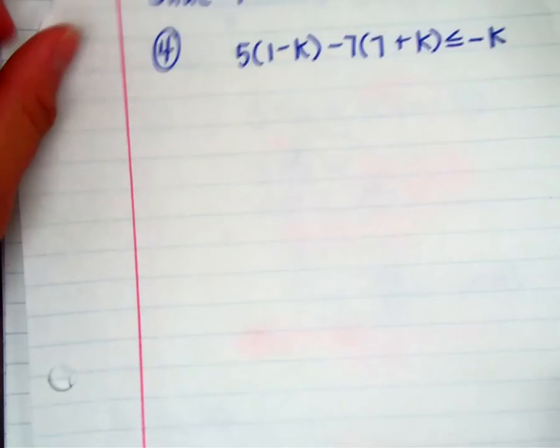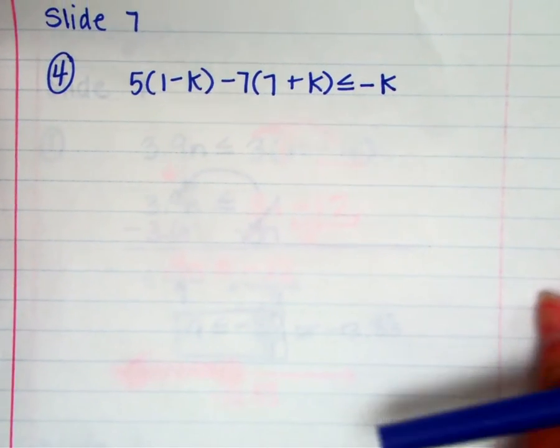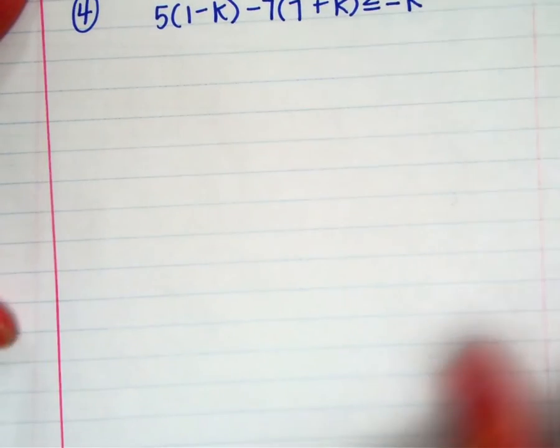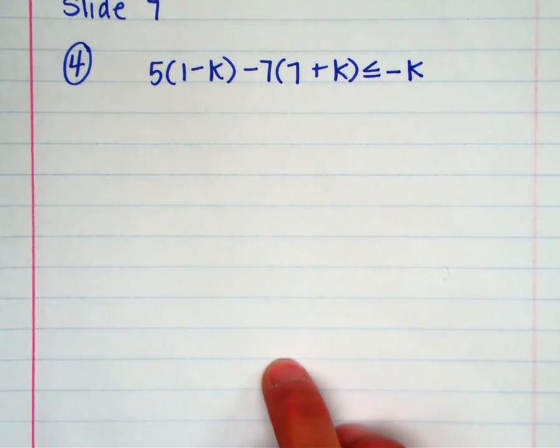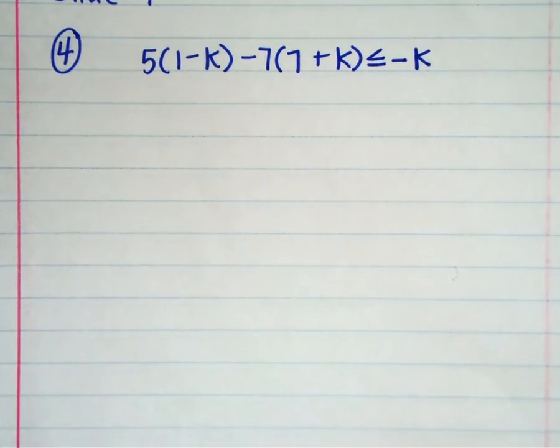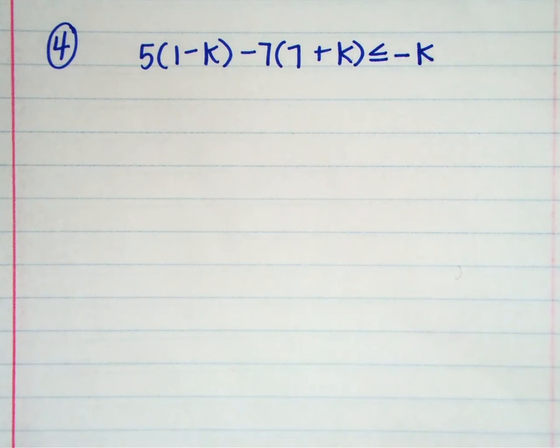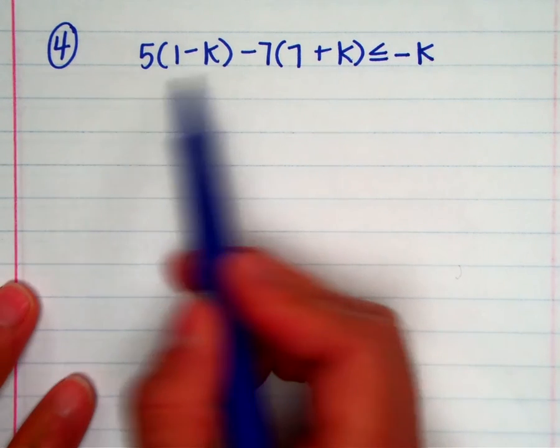Number 4, you have 5(1 - k). I'm going to fix this because we have that other paper behind it. Okay, 5(1 - k) - 7(7 + k) ≤ -k. You're going to notice you have a lot of multiplying on the left, but you just have that one variable on the right.